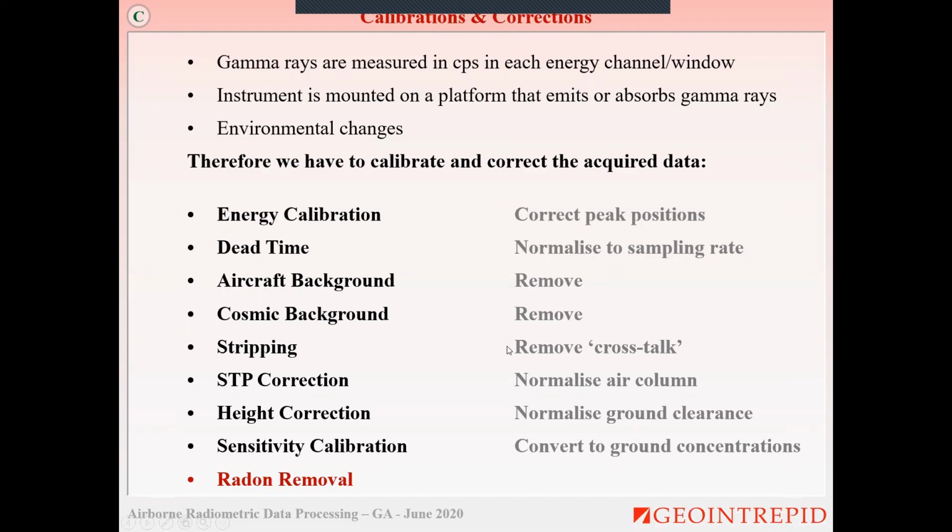We have to remove the crosstalk between the channels. That's stripping. We have to normalize the air column. That's referred to as STP correction, standard temperature and pressure correction. And we have to normalize the ground clearance, which is the height correction. And finally, we have to convert our counts per second into ground concentrations. And there is a very special point that we have to use the radon removal.